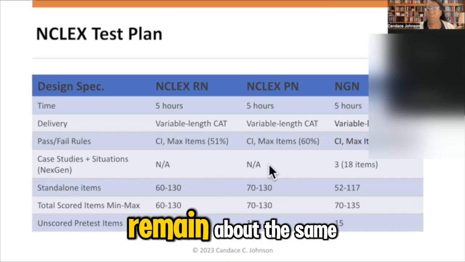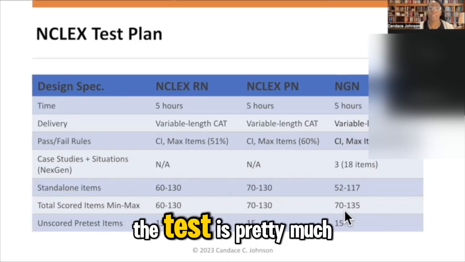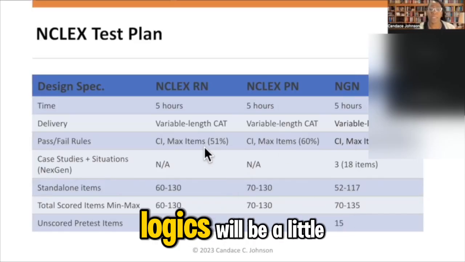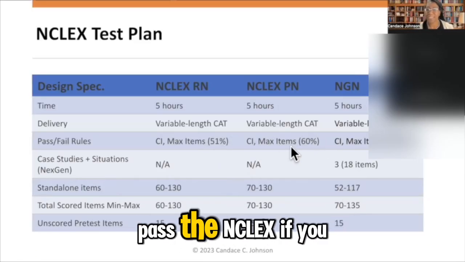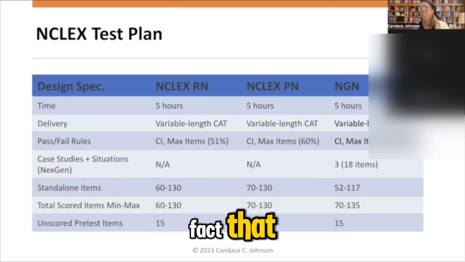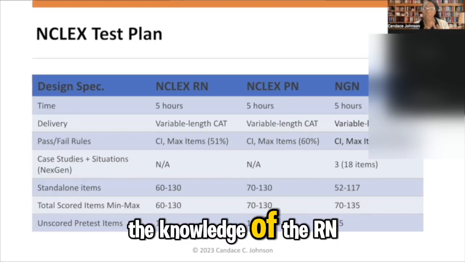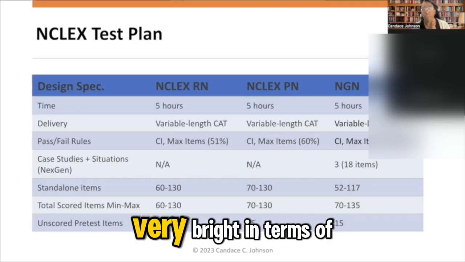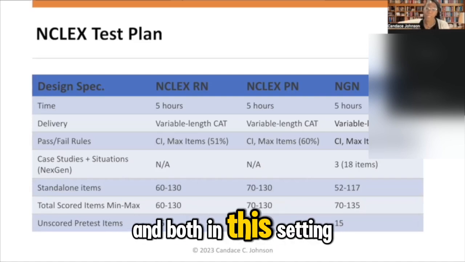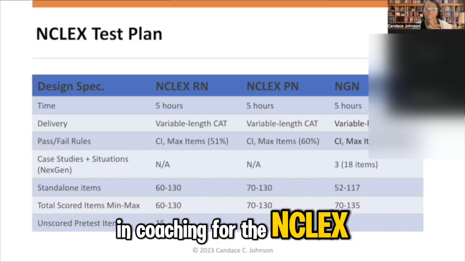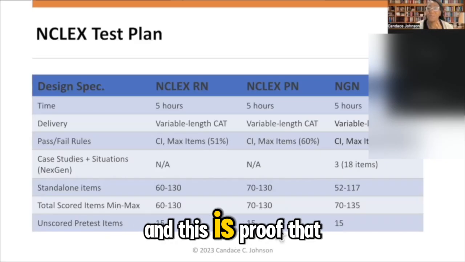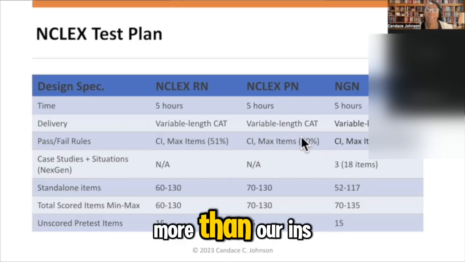The test logics are going to remain about the same, even though everything else about the test is pretty much the same. All right. These test logics will be a little bit different. It'll be tougher to pass the NCLEX if you are a PN. It's just the way it is. And I do believe it has to do with the fact that PNs have to have all the knowledge of the RN. And trust me, you guys tend to be very bright in terms of what you know. I love working with PNs, both in this setting, in coaching for the NCLEX, and in the real world setting, because PNs have to know everything. And this is proof that you guys have to know more than RNs.